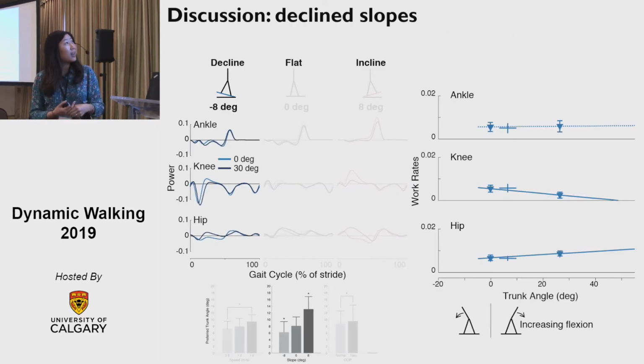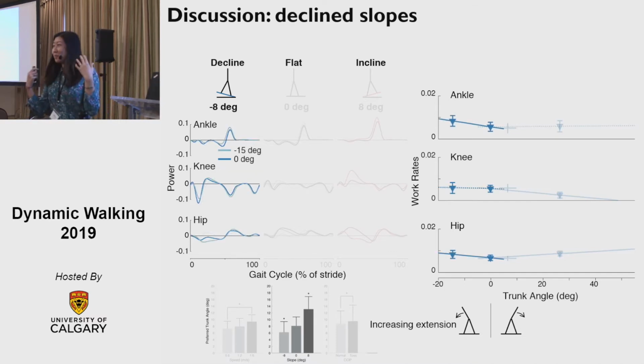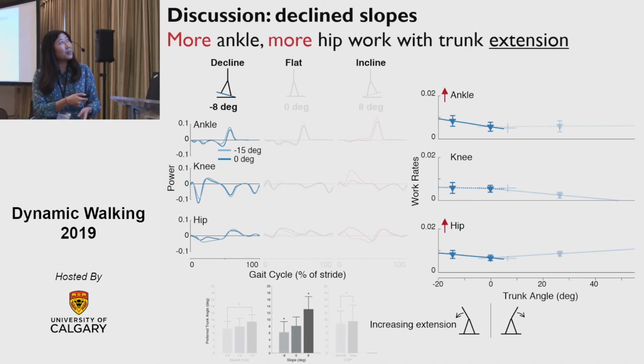Another thing was that if you look at decline slopes, for this trial we also were able to do a trunk extension. So this is showing increasing trunk flexion. If you were to now lean back, we expected that maybe, because of the preferred angle, leaning back would be helpful when you're walking on declines, because you don't want to lean too far forward. You're going to kind of tumble off the treadmill. But actually what you see is an increase in both ankle and hip.